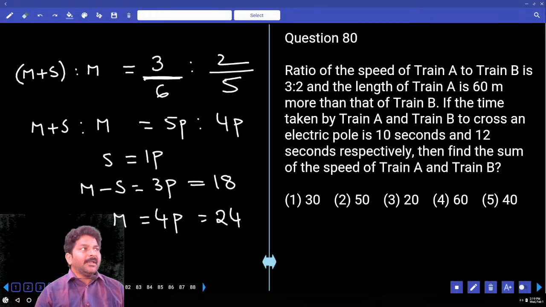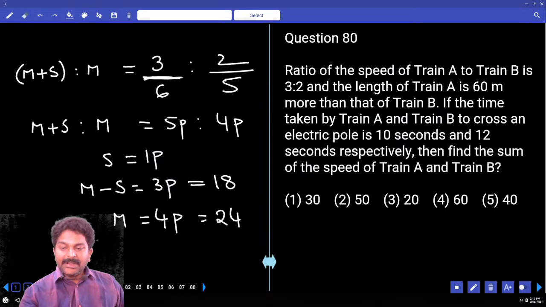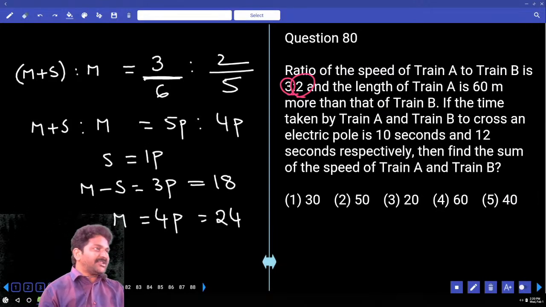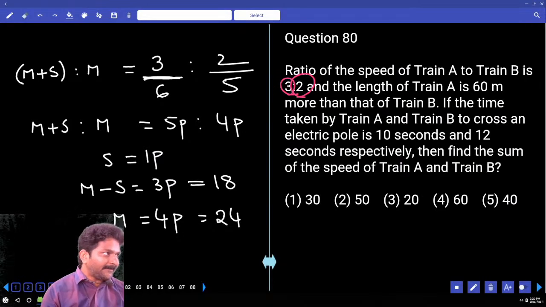Okay. Now, train A's speed is 3 parts, B's speed is 2 parts. We were asked to calculate the sum, which is 5 parts. The answer must be a multiple of 5. All options are multiples of 5, so we have to calculate.